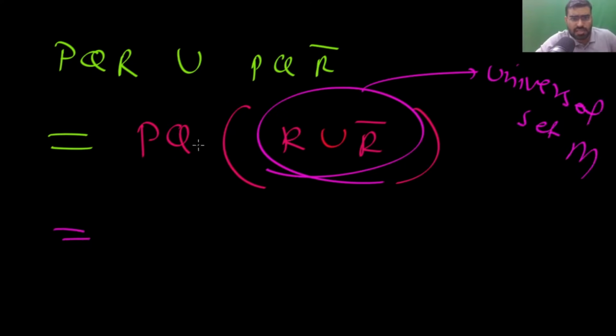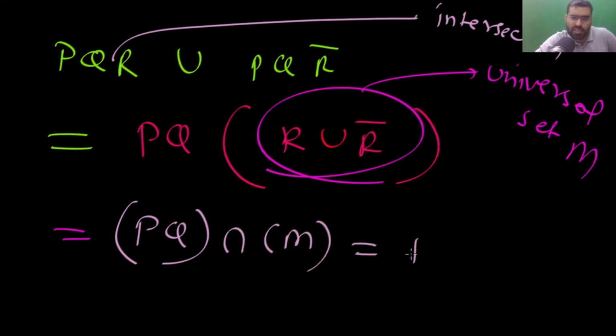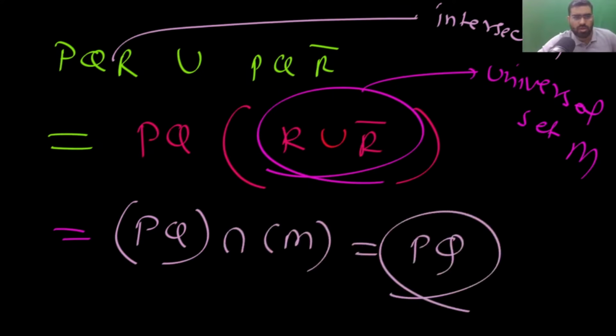Now, this is the intersection, of course. This gap is the intersection. So PQ intersection with the universal set will be PQ. So this also you can do. I hope this point is clear.